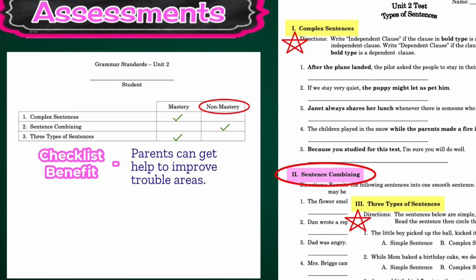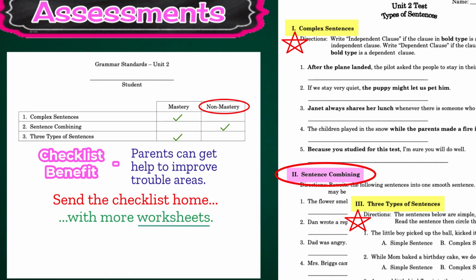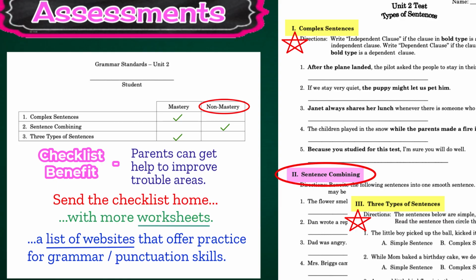You could send the parent checklist home for a parent's signature, but you can also send it home with more worksheets, or better yet, a list of websites that offer games or tutorials for grammar skills. Many parents would love to have their children practice the skills they didn't quite get in the class and help them continue practicing these skills at home. It's a great way to partner up with the parents. Some parents may even get a tutor, which would be amazing. And now you're truly a partner with the parents to help get more help for their students and not just abandon them after they take the test.